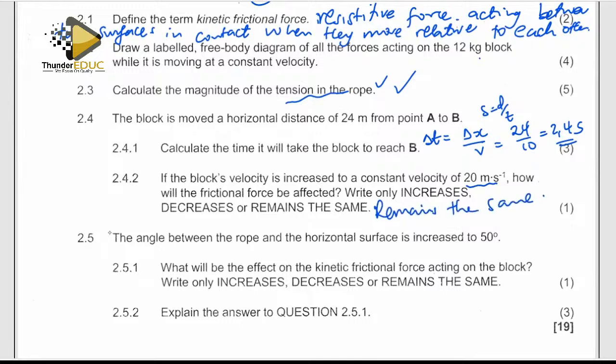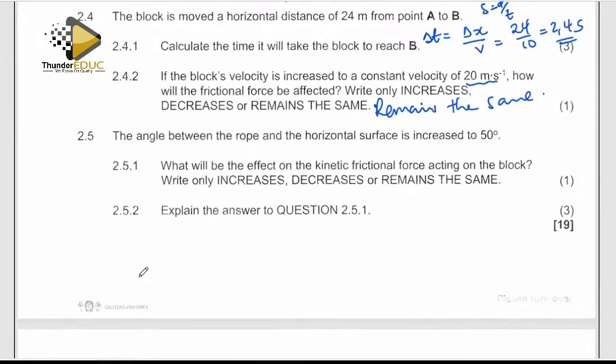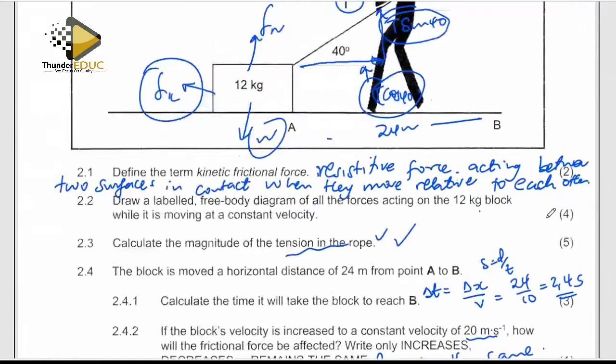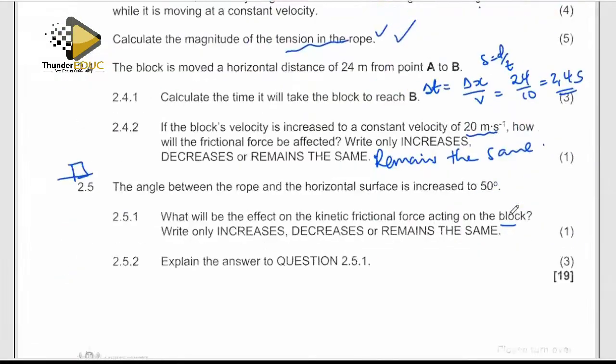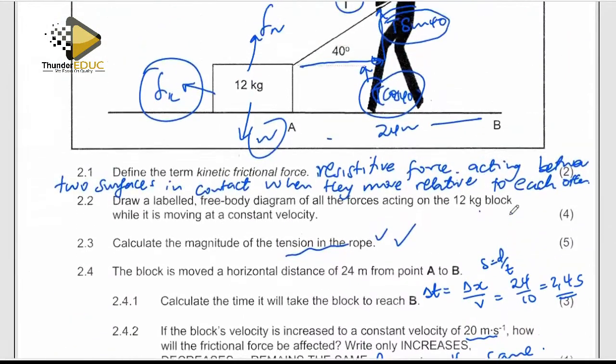Okay, then 2.5. The angle between the rope and the horizontal is increased to 50. What will be the effect on the kinetic frictional force acting on the block? Now, initially it is horizontal. When it is horizontal, the normal force will be equivalent to the weight. Is that true? No. It's not horizontal. We're looking at 40. But now we're saying that we are increasing it to 50.